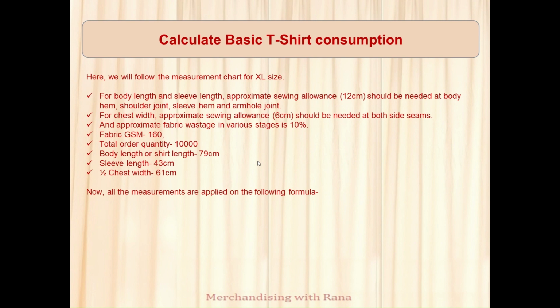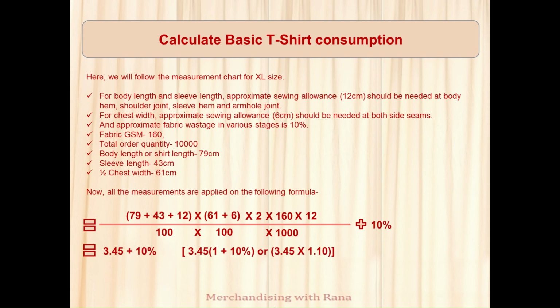And fabric GSM here is 160, I have taken it from the question. Total order quantity is 10,000 pieces, from the question. Body length or shirt length is 79 cm, I have taken it from the spec. Sleeve length 43 cm, half chest width 61 cm. Don't make any mistake, it is half chest, not full chest. If you have full chest in the spec, you need to divide it by 2. Now all the measurements are applied to the following formula.